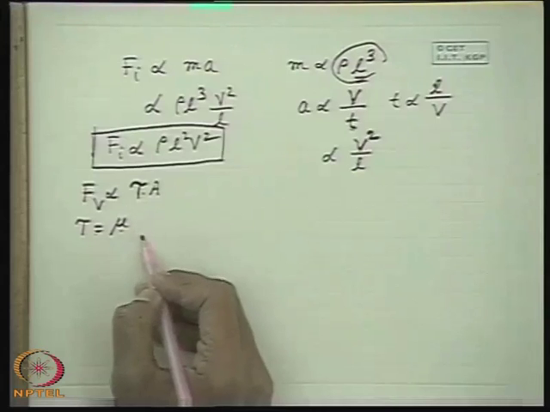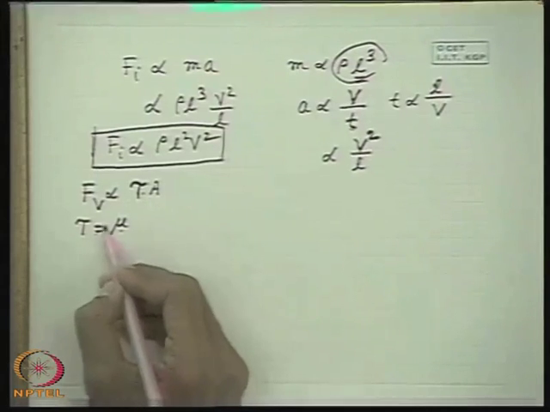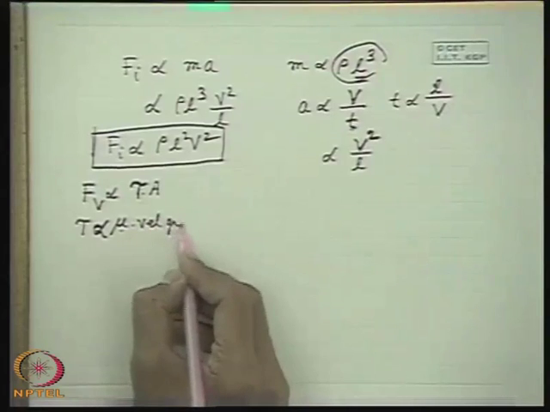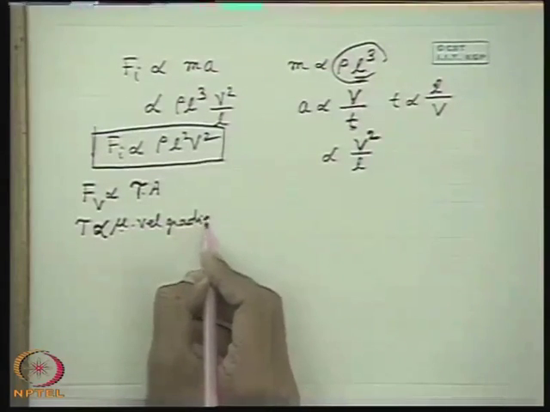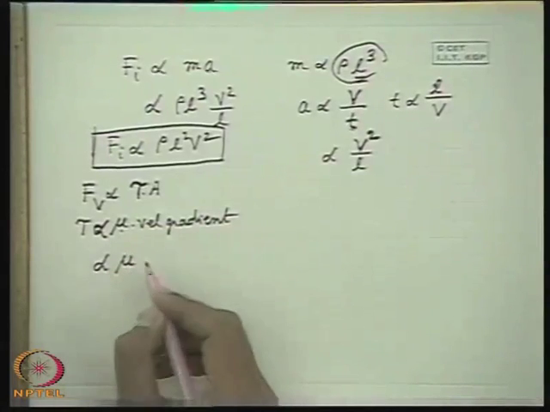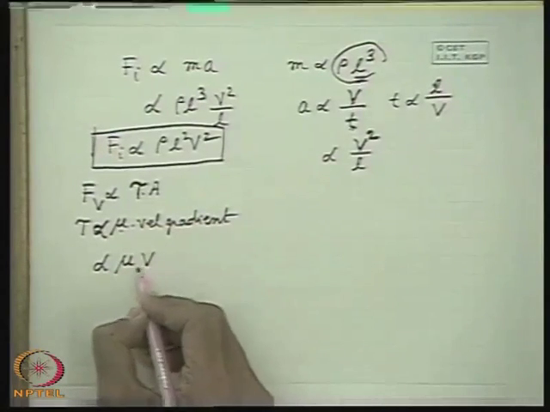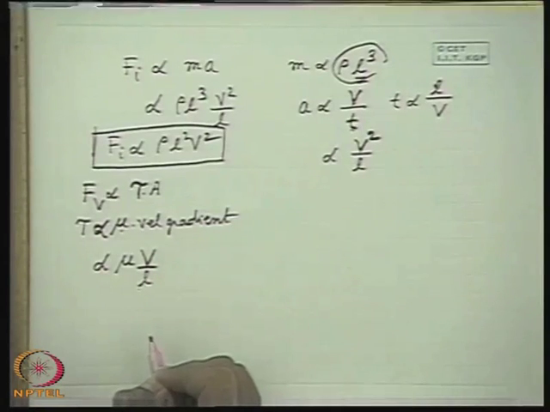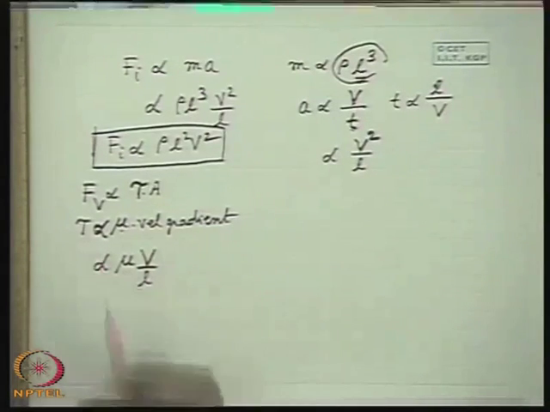In multi-dimensional flow it is two velocity gradients. However, it is proportional to mu times the velocity gradient. It may be del u del y or it may be del u del y plus del v del x. Now velocity gradient means it is proportional to V by L, some characteristic velocity divided by characteristic length of the problem. So therefore tau is proportional to this.